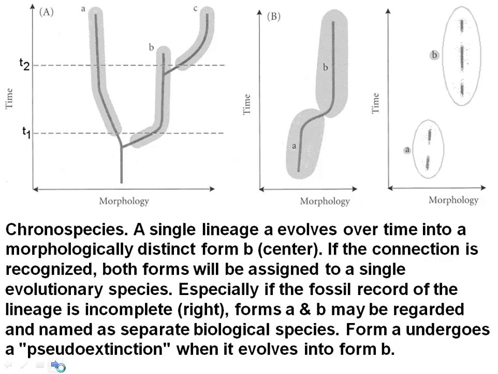Basically, we're looking at the same kind of ideas shown here. In a chronospecies, we've got a lineage, and it evolves over time into a distinct form. So a single lineage evolves over time into a morphologically distinct form, B, center. So here it is, there's our distinct lineage. It's evolving. There's a period of rapid evolution here.